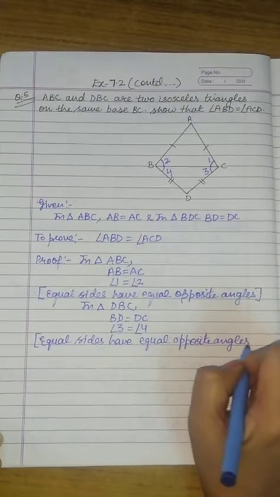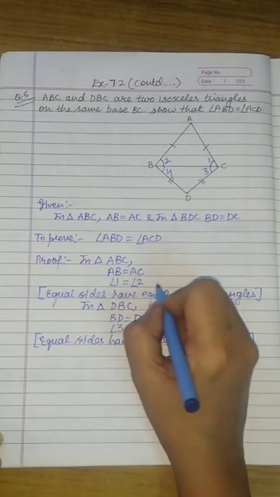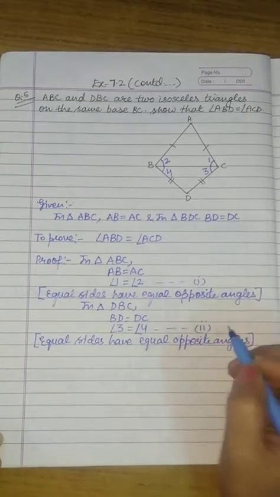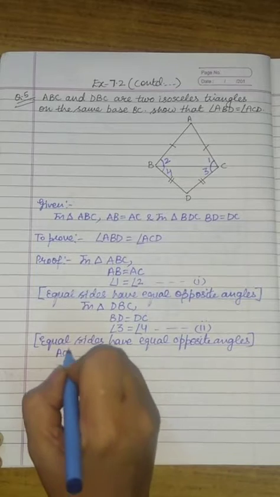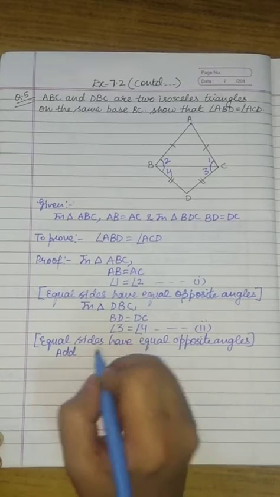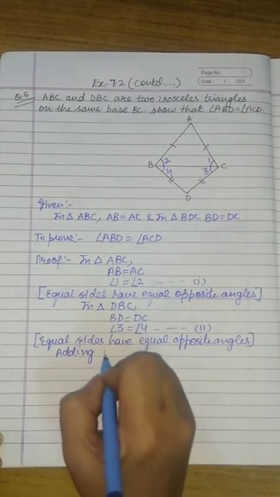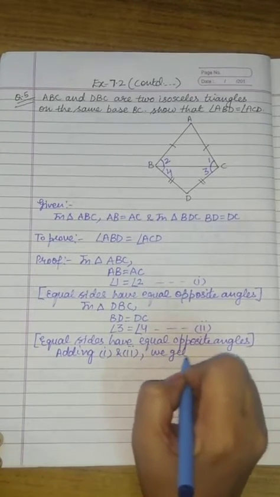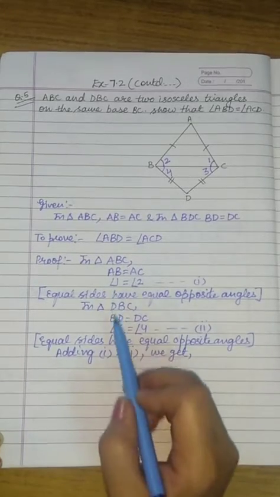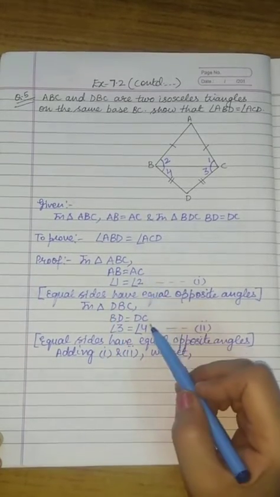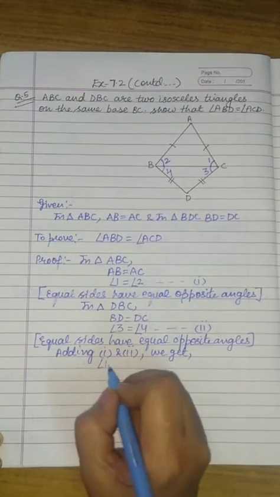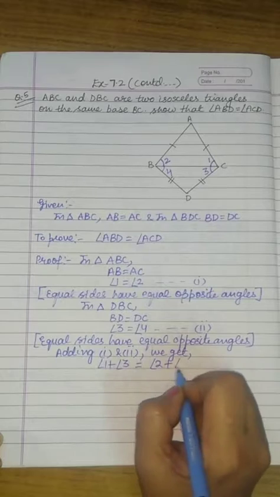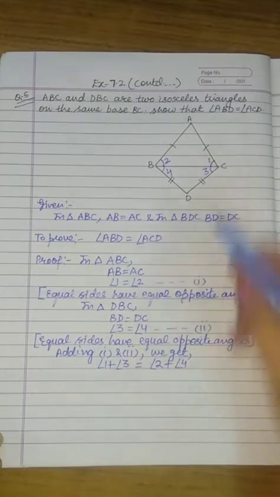Now we will name these two equations as equation 1 and equation 2. So we will add them. When we add both these equations, adding 1 and 2, we get, when we add two equations, left hand side is added to left hand side and right hand side is added to right hand side. So angle 1 plus angle 3 is equal to angle 2 plus angle 4.